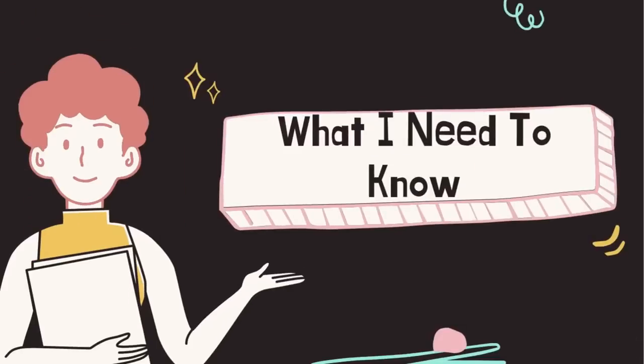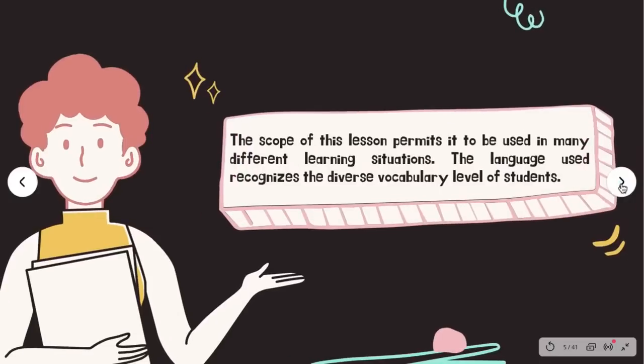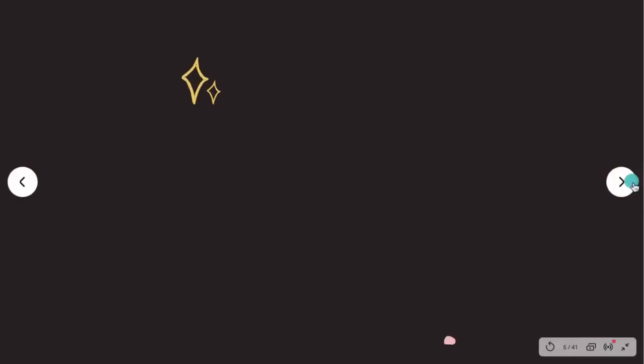Have you ever asked, what do I need to know in this subject? This lesson was designed and written with you in mind. It is here to help you understand 21st century literature from the Philippines to the world. The scope of this lesson permits it to be used in many different learning situations. The language used recognizes the diverse vocabulary level of all students.